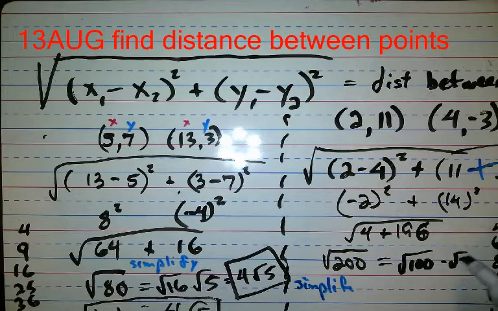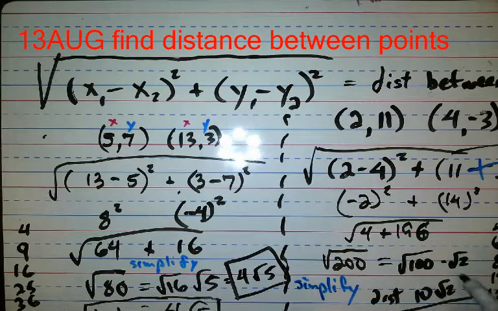100 times 2. Since I know the square root of 100 is 10, then my answer, after I simplified, to what is the distance, is going to be 10 radical 2. And that's the answer that we're looking for. Okay, so now you can do the homework for the 13th of August. That's all.